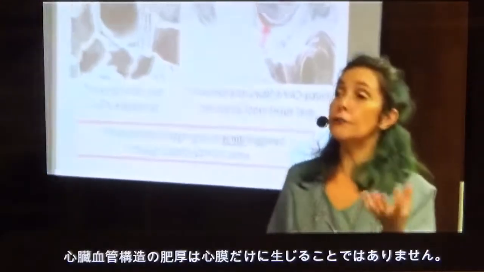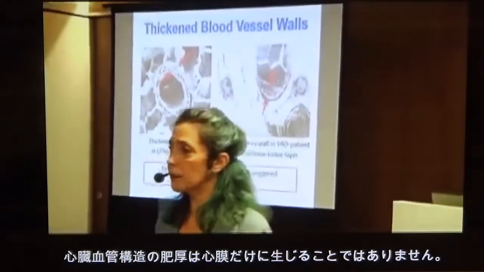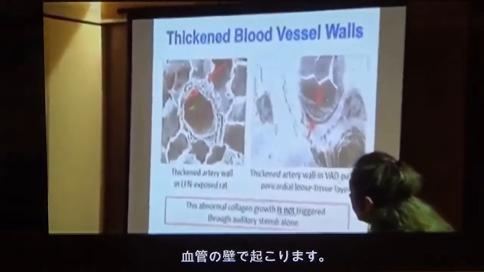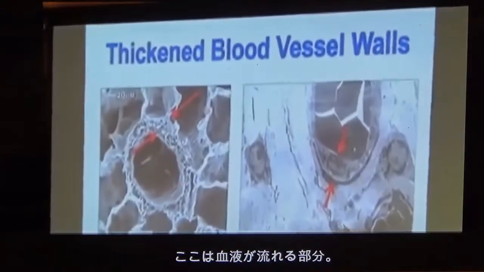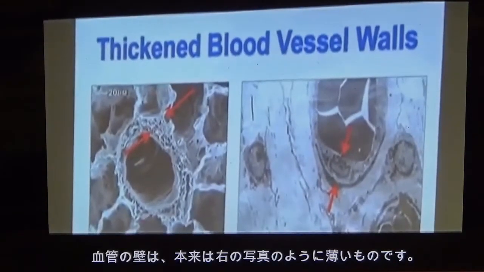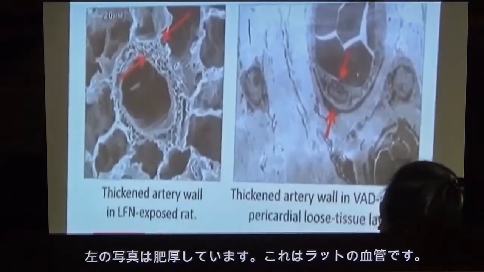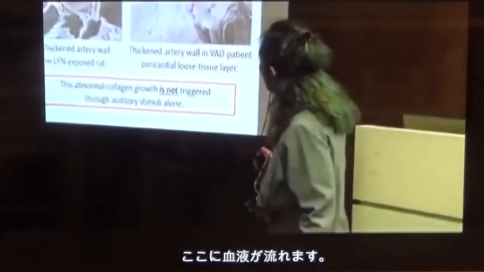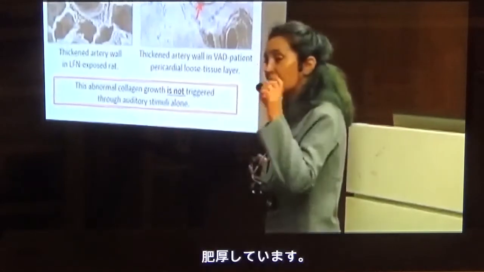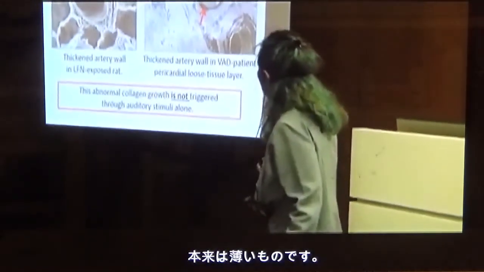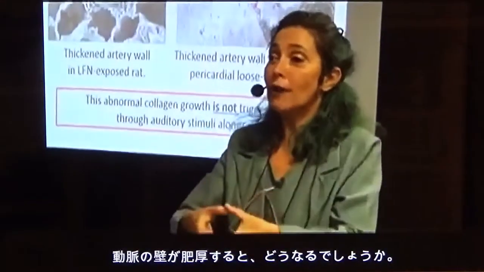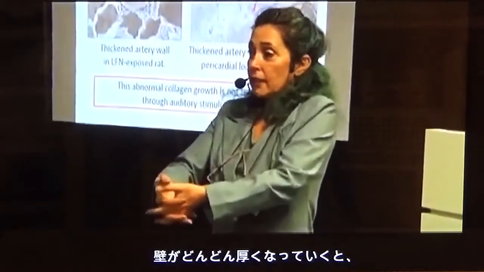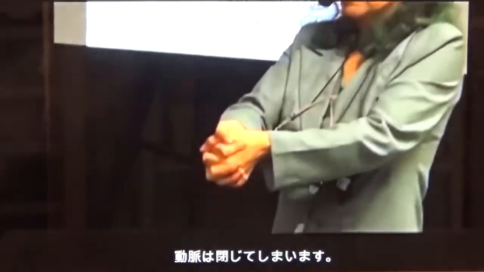The thickening of cardiovascular structures is not only in the pericardium, it also occurs in the walls of the blood vessels. This is where the blood is going. You see this thickness. It's supposed to be thin, like that, and it gets thick. This is in a rat. This is in a human. See this? This is blood, blood, blood, blood. And here, the wall of the artery is thick. It is supposed to be thin. What happens when you have a thickened artery, the walls? If the walls are getting thick and thick and thick, the artery closes, right?